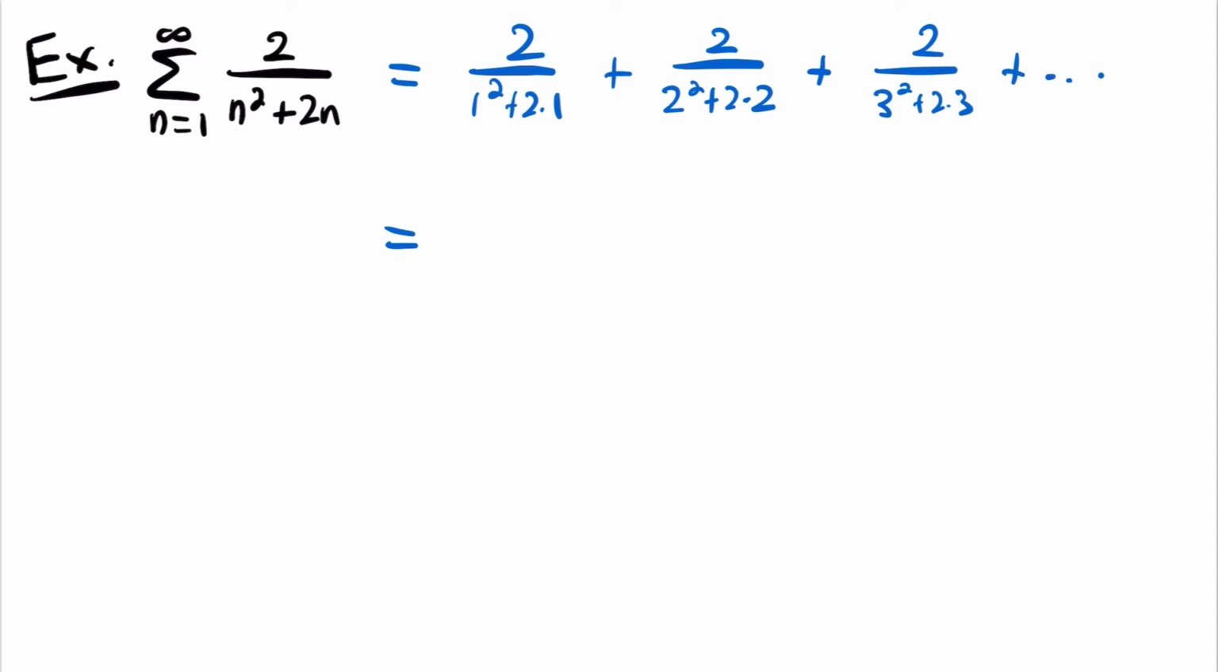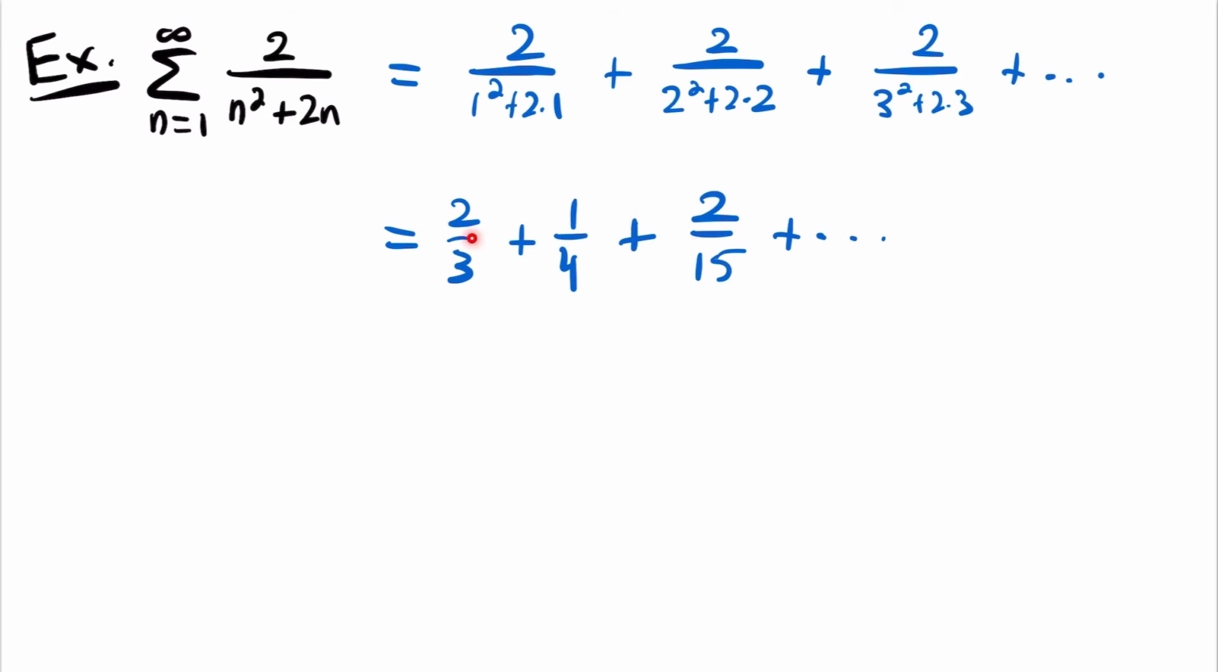Now, if we simplify, this will be equal to 2 divided by 1 squared, which is 1, plus 2 times 1, and 2 times 1 is 2, so 2 plus 1 is 3, so we have 2/3, plus 2 divided by 2 squared, which is 4, plus 2 times 2, so we have 4 plus 4, which is 8, and so we have 2/8, right? So 2/8, but that's the same as 1/4, so I'm just going to rewrite that to be 1/4, and then we'll add that to 2 divided by 3 squared, which is 9, plus 2 times 3. 2 times 3 is 6, plus 9 is 15, and so we have 2/15. And then we could add on from there.